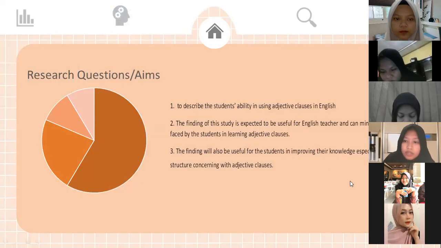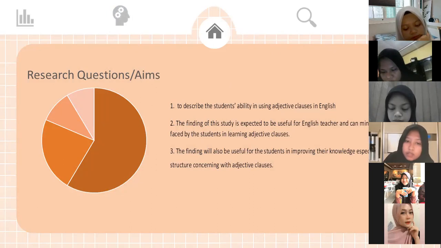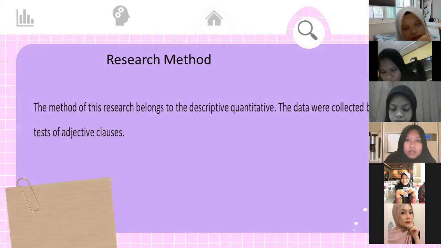Research question and aims. The first one is to describe the student ability in using adjective clause in English. And then the finding of this study is expected to be useful for English teacher and can face by the student in learning adjective clause. And the last, the finding will also be useful for the student in improving their knowledge, especially in structure concerning with adjective clause.